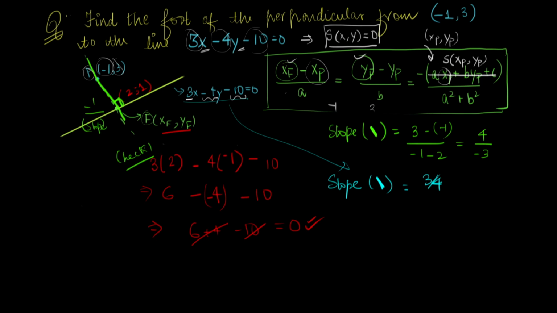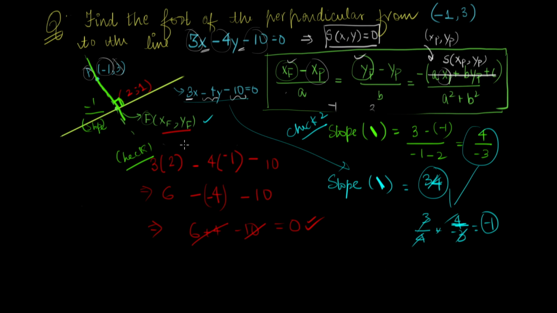Therefore, we can now check whether these two multiply together to give you negative 1. And if you see, 3 by 4 multiplied by 4 by minus 3 indeed gives you negative 1. That is to say that these lines are in fact perpendicular to each other. So that was check 2 that we performed. And that's all that you need to know if you wish to find the perpendicular from a point to a given line. We did that using the formula that we derived in the previous video, and we performed 2 checks to be sure of the answer. So I hope this helps, and all the best.